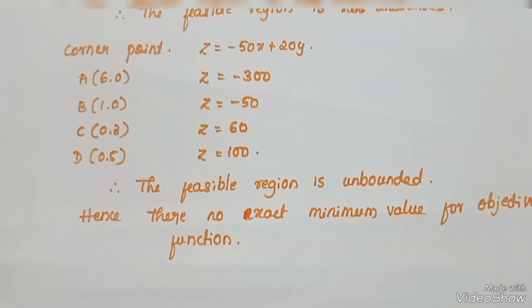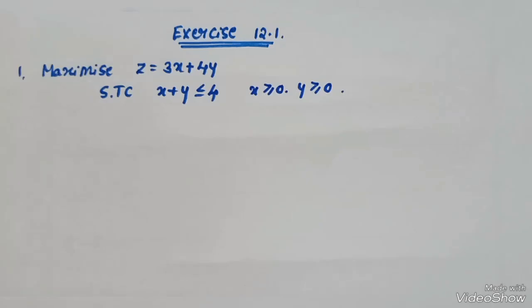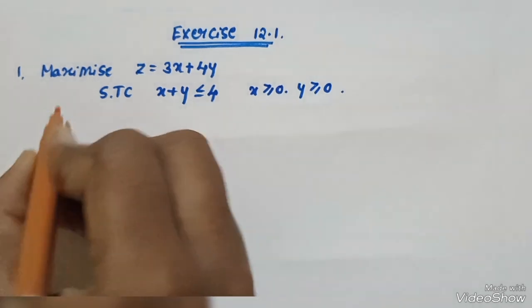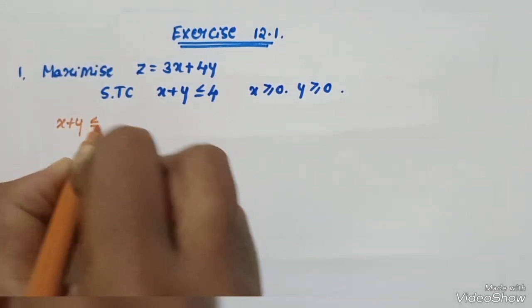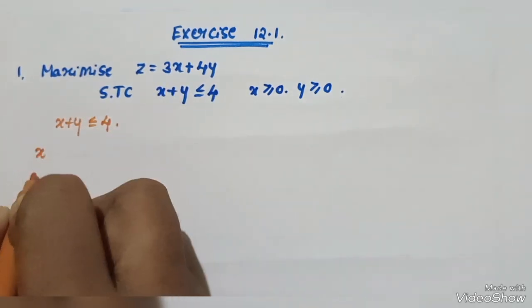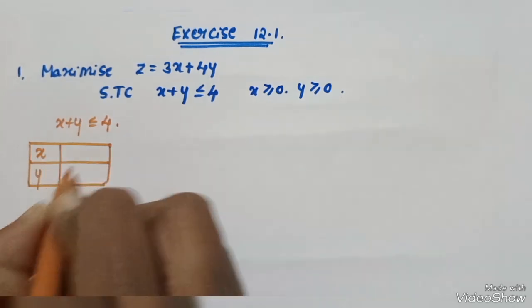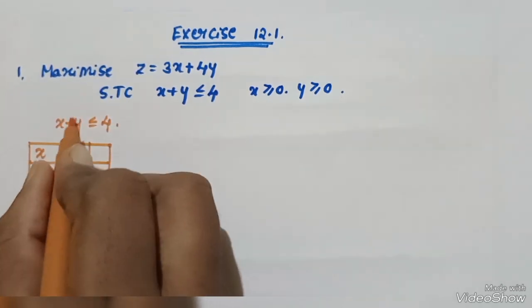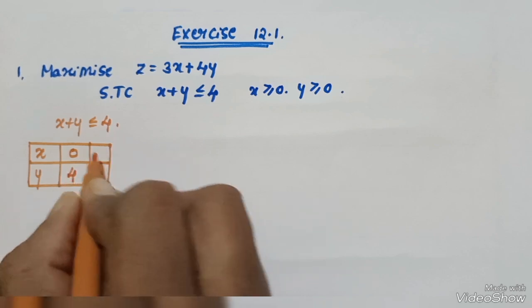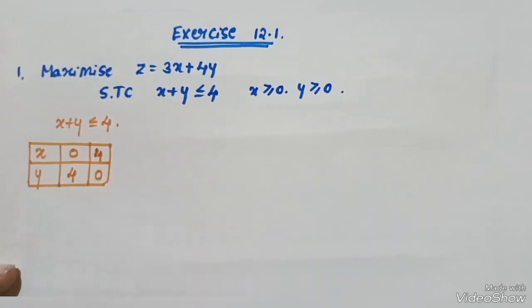Now exercise 12.1, the first question: maximize the objective function z equals 3x plus 4y subject to the constraint x plus y less than or equals to 4. So we have to consider the equation x plus y equals 4 and check the points x and y. Put x equals 0, y equals 4. Again put y equals 0, x equals 4. This is the simple one.